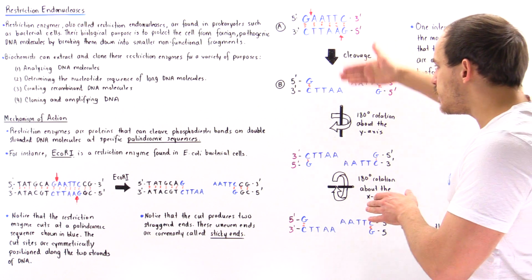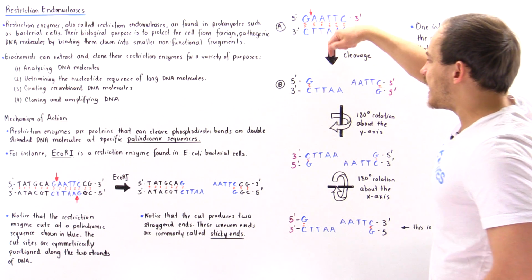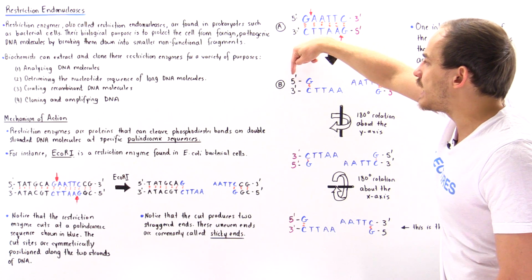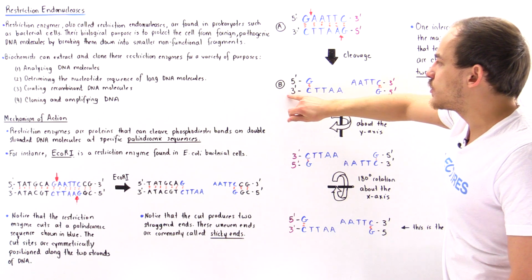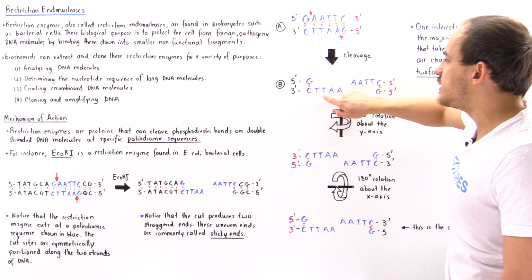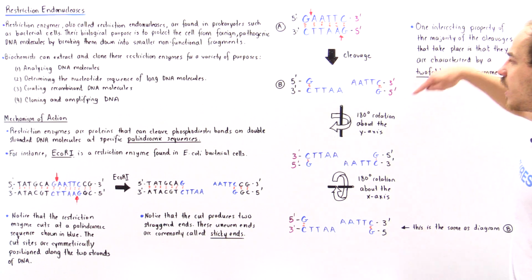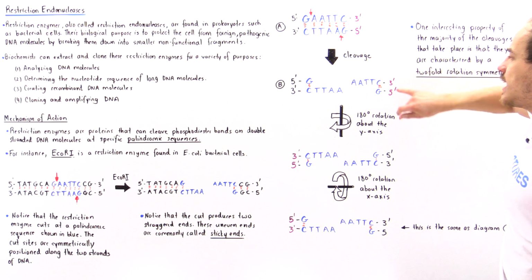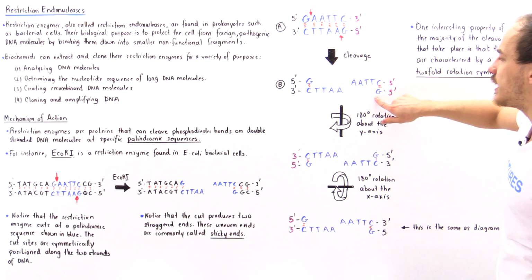So we make the cleavage, so what we get is one fragment contains the 5' end in black with the G and the 3' end, so CTTAA. And then the other end contains the 3' AATTC and the 5' in purple given by G.